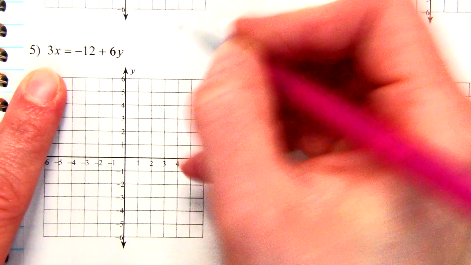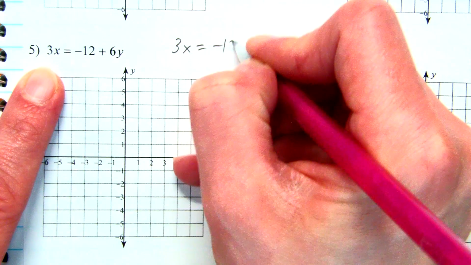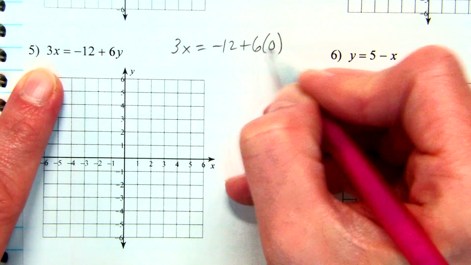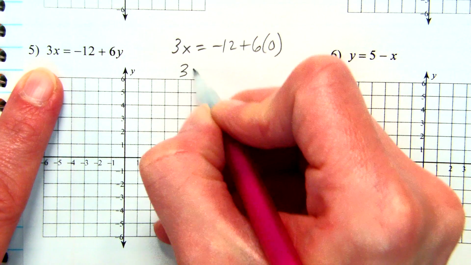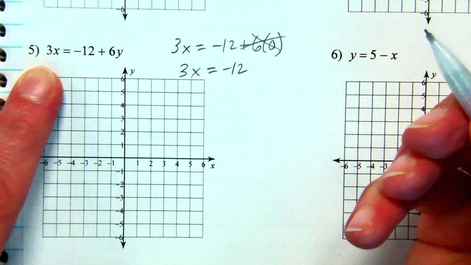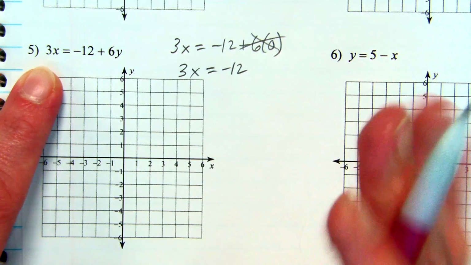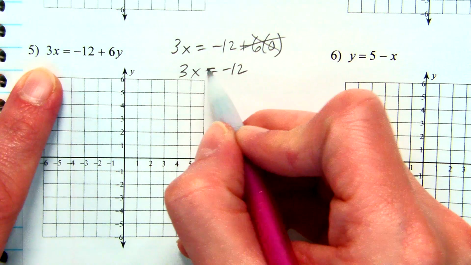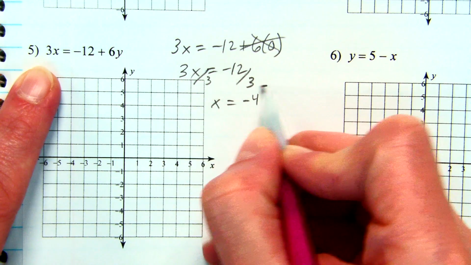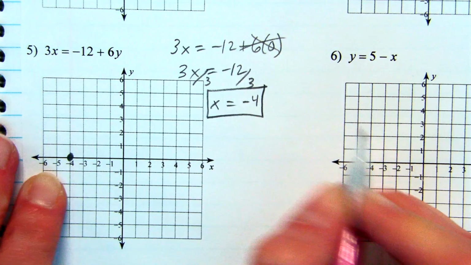So let's put 0 in for the y first. So I would have 3x equals negative 12 plus 6 times 0. Okay? So this part just becomes 0, and I would get 3x equals negative 12, because that's just going to go away. So even though on most of them we didn't have to solve, because this is arranged a little differently, we will have to solve. Divide by 3. So you divide by 3, we get x equals negative 4. So we'll go to negative 4 on the x-axis.